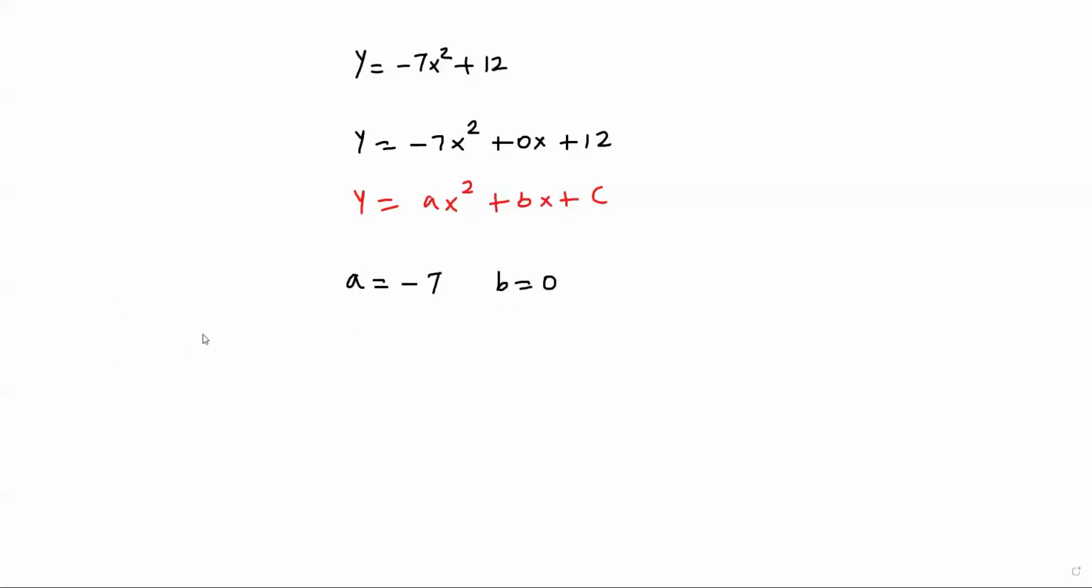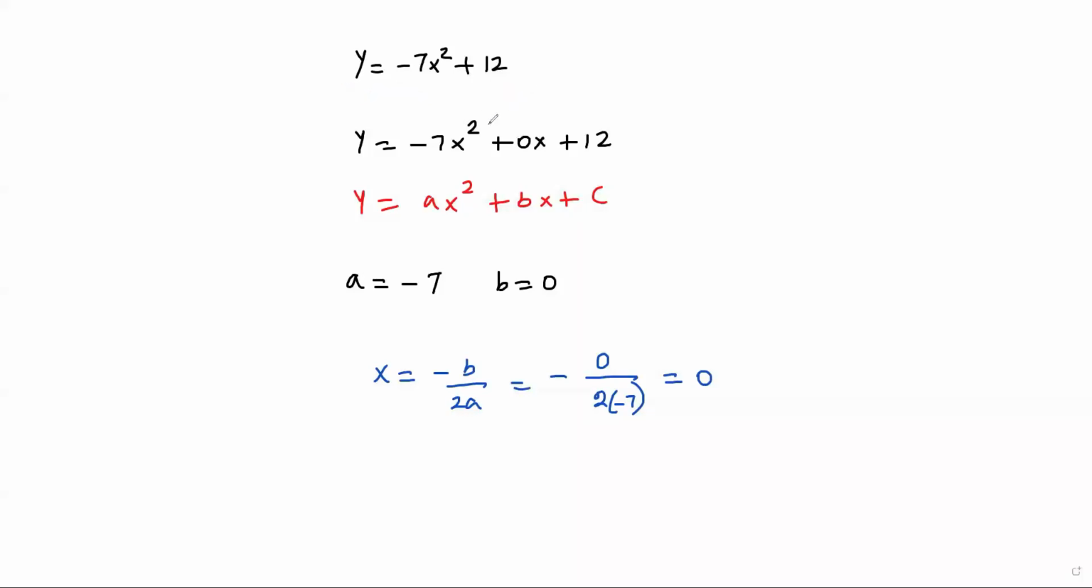Already we know the formula to find the x-coordinate of the vertex, that is x = -b/2a. So negative, the value of b is 0, and 2 times the value of a is -7. Here, when I divide 0 by any value, it will still be 0. So the x-coordinate of the vertex for the given quadratic function is 0.